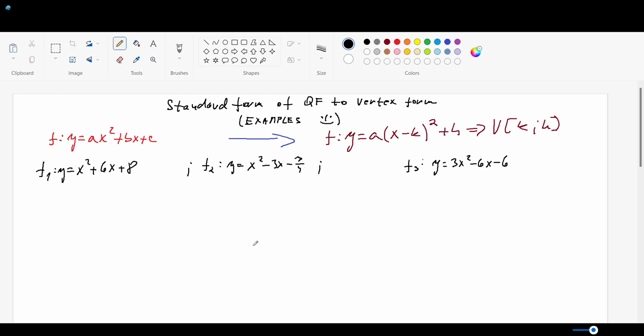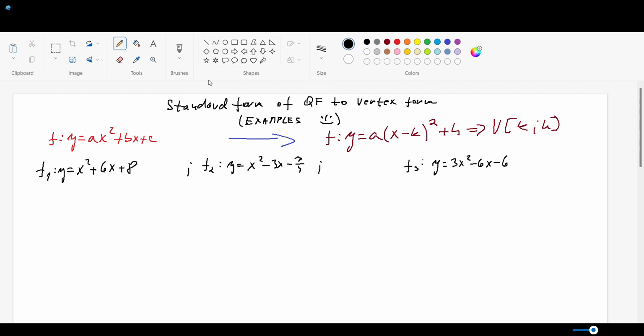Hi, in this video I'm going to show you again how you can transform the standard form of a quadratic function to vertex form in a couple of examples. I will go through function f1, function f2 and function f3, and I will show you how to do this procedure by the completing the square method in these three examples.